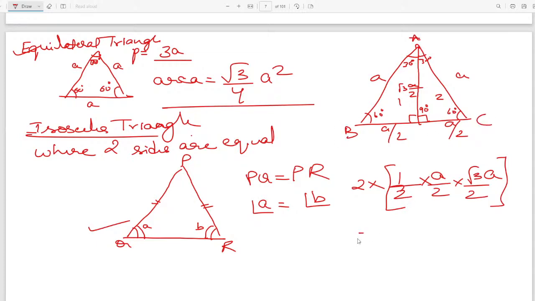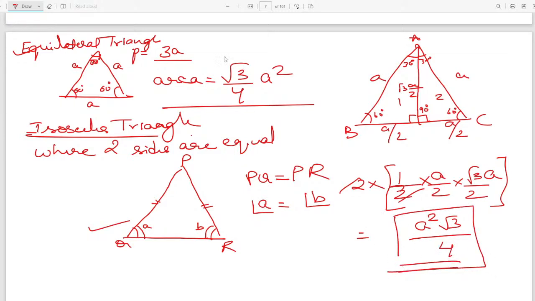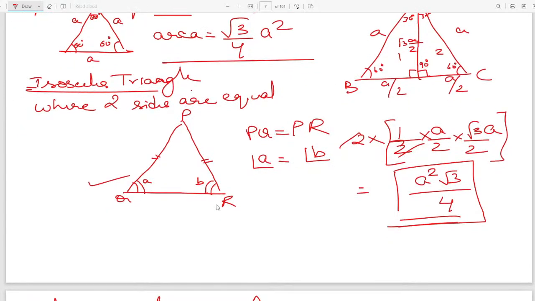And this will be equal to, 2 and 2 cancel, root 3 by 4 a square. This is the area of an equilateral triangle. That's what I have told here. Area of an equilateral triangle is root 3 by 4 a square, and area of any normal triangle is 1 by 2 base into height.